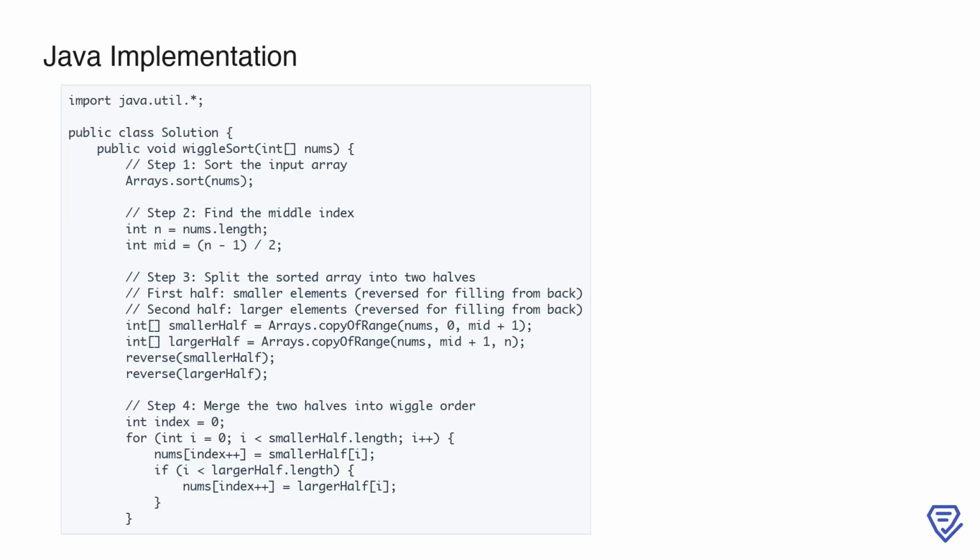To prepare for the wiggle sort, both halves are reversed. This reversal is important because we'll be filling the wiggle order from the back of each half. Finally, we interleave the two halves into the original array. We iterate through the smaller half and alternate between placing an element from the smaller half and the larger half. If the larger half has extra elements, they are seamlessly added as we continue the merging process.